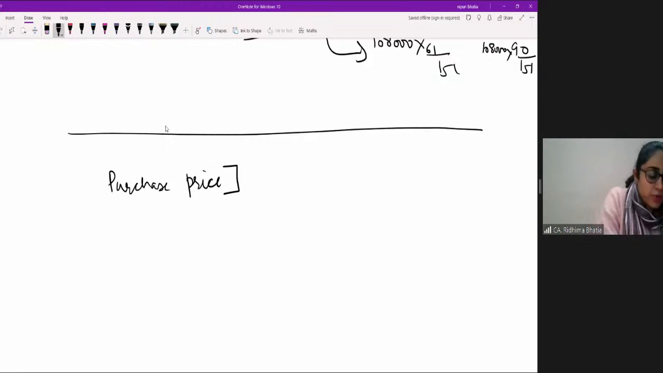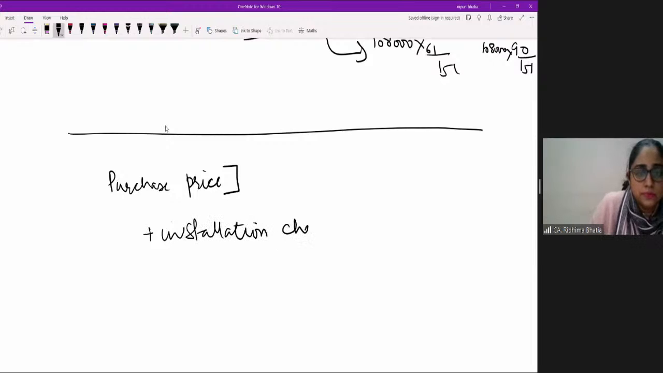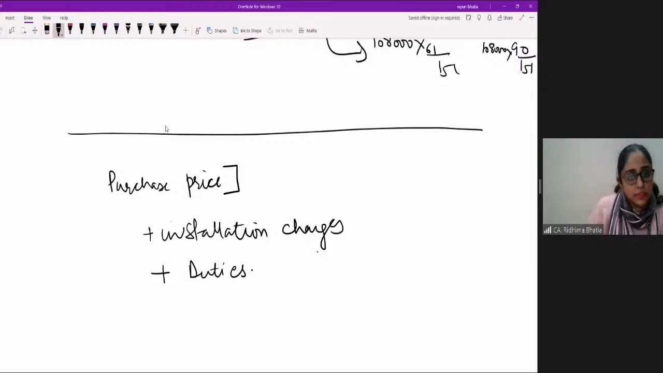Then on this, what will I do? I will add my installation charges to come to the actual cost. Okay, simple accounting which we used to do. Correct? I will add my transportation charges. I will add my installation charges. Duties, GST or import duty. If I am not getting the input credit, then I will capitalize them also. If I am getting the input credit, I will not capitalize them.